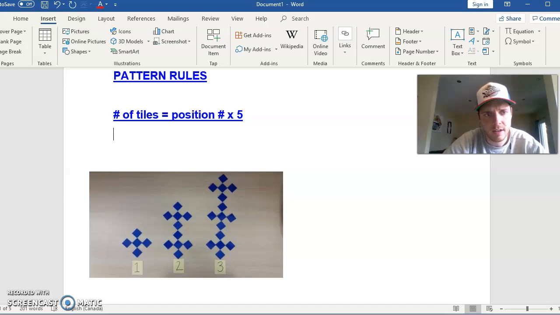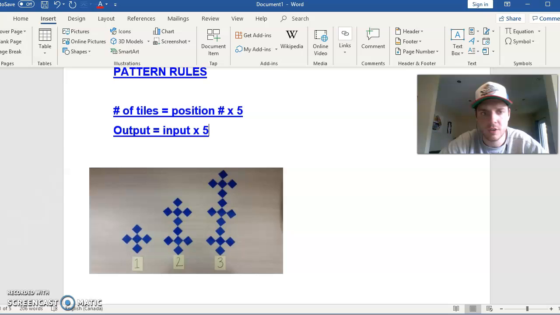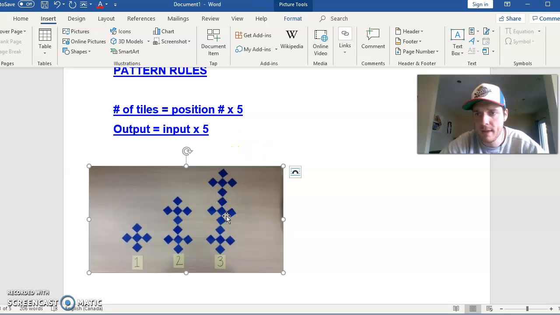We then moved on and replaced the word number of tiles with output. We replaced position number with input times 5, right? The reason we did that is because we're not always going to be comparing tiles and position number. We might compare distance and time, cost and distance, cost, the number of people going. Output and input just makes it easier for you to replace those words with anything else that you want, right? So output equals input times 5 would be the rule for this pattern.